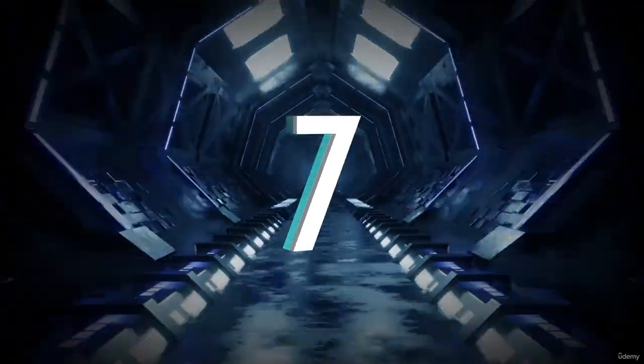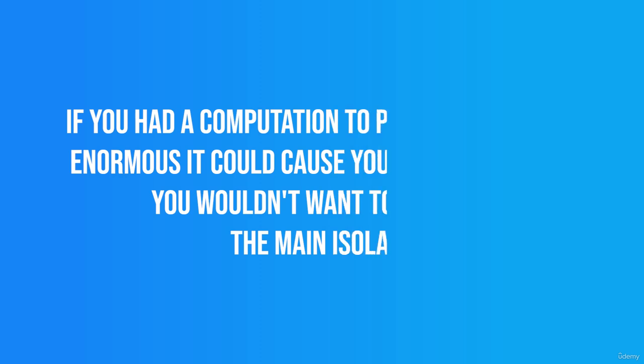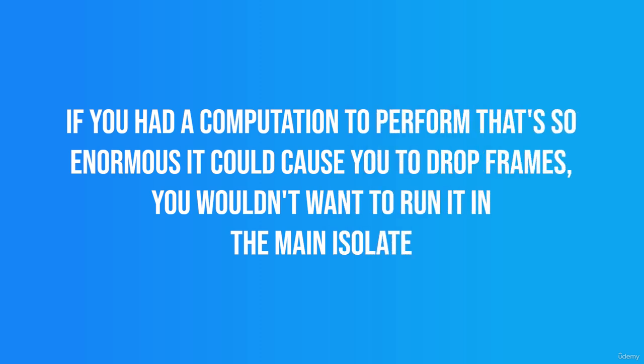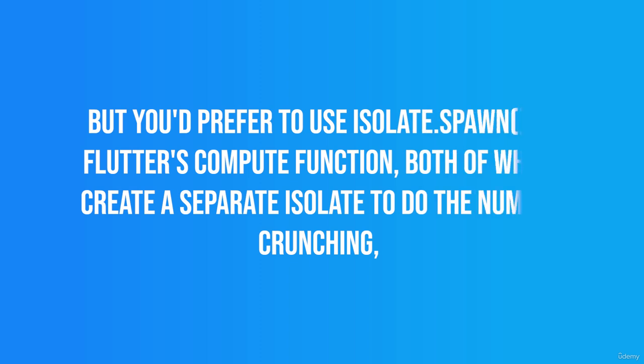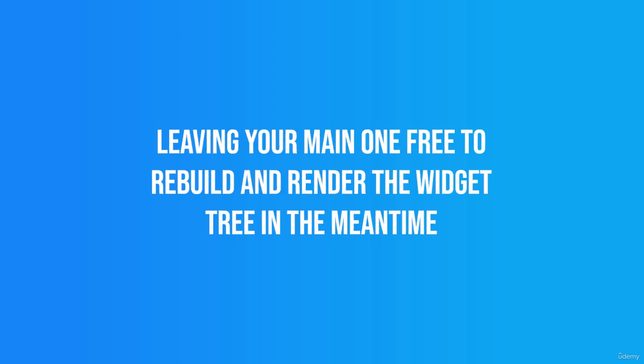Many Dart apps run all their code in a single isolate, but you can have more than one if you need it. If you had a computation to perform that's so enormous it could cause you to drop frames, you wouldn't want to run it in the main isolate, but you'd prefer to use isolate spawn or Flutter's compute function, both of which create a separate isolate to do the number crunching, leaving your main one free to rebuild and render the widget tree in the meantime.